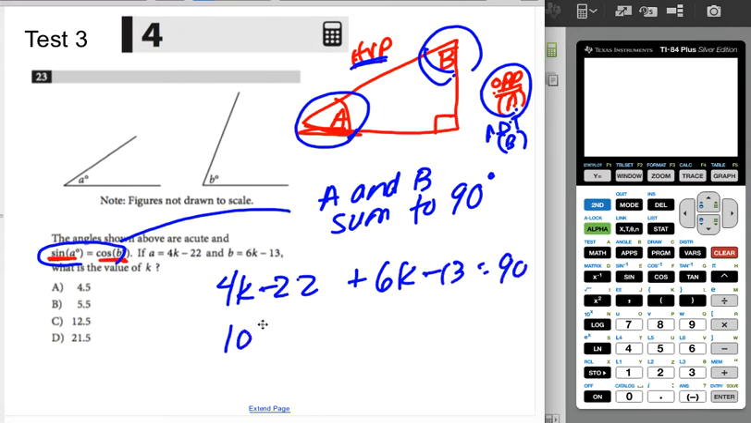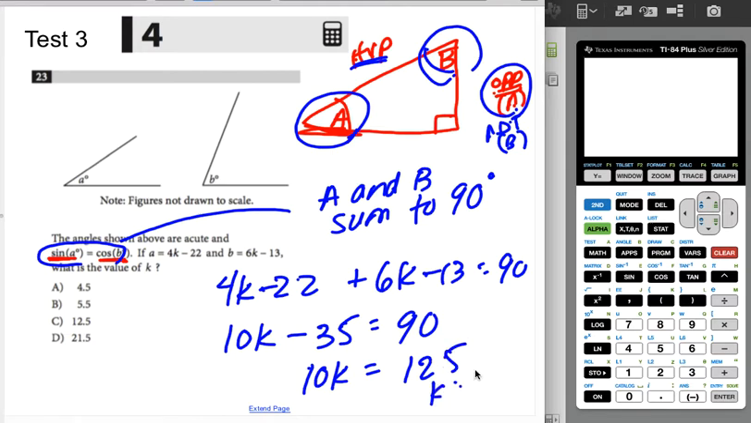So 10k minus 35 equals 90. 10k equals 125, so k is 12.5, and our answer is C. So this really does kind of hinge on you having that information that these values sum to 90.